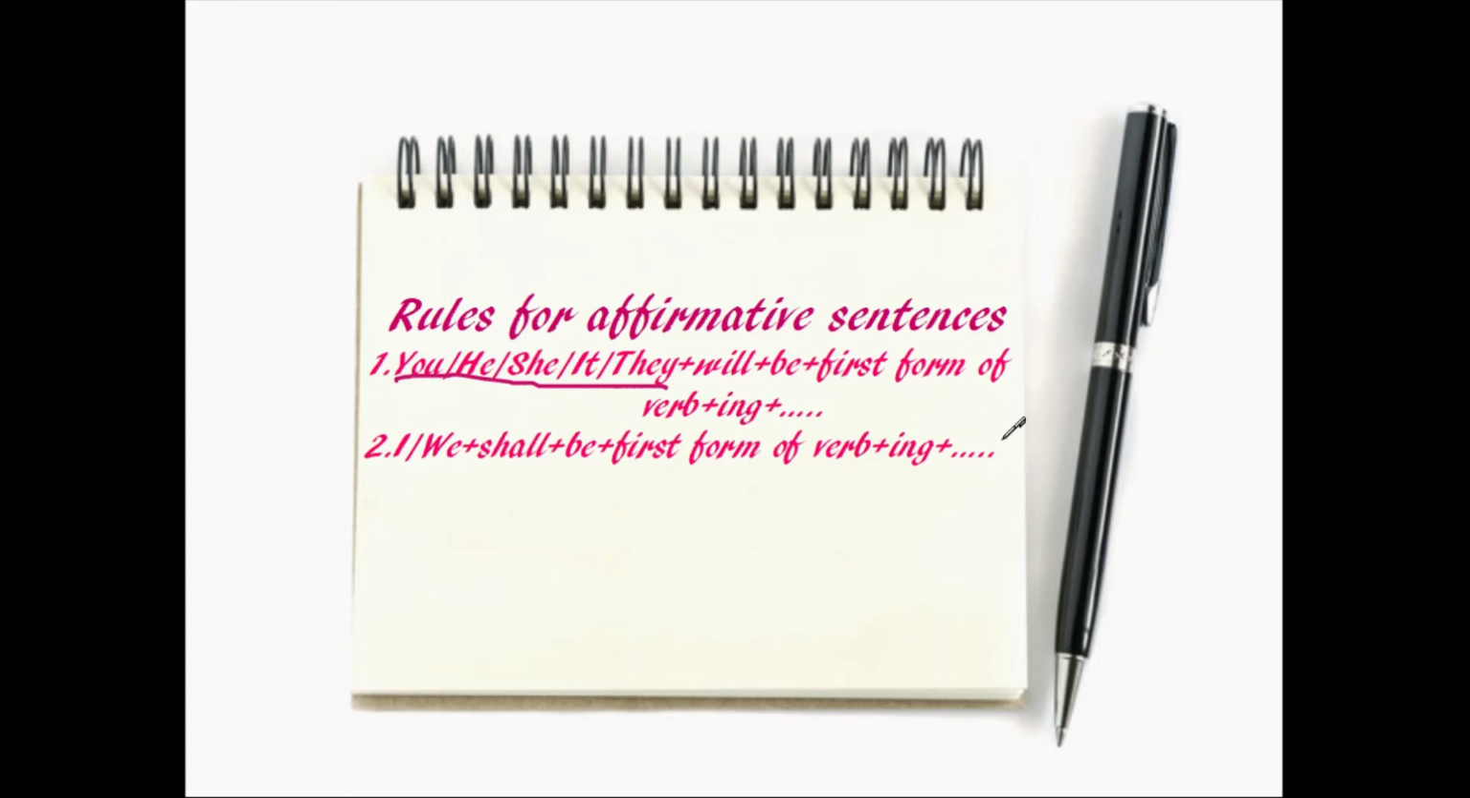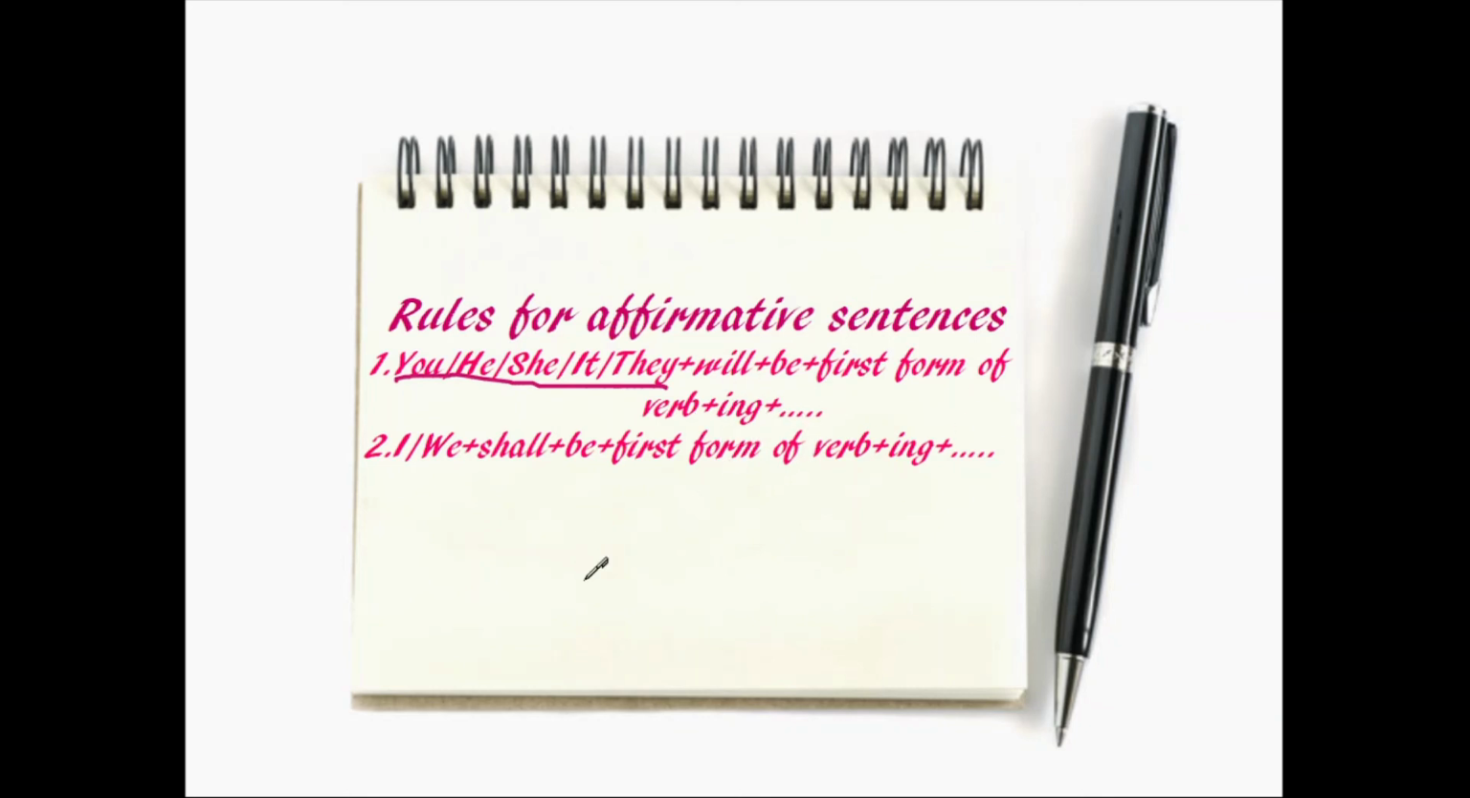For example, next year he is going to Japan. So next year he will be going. Go is the first form of verb and we are adding ing to it, going to Japan.